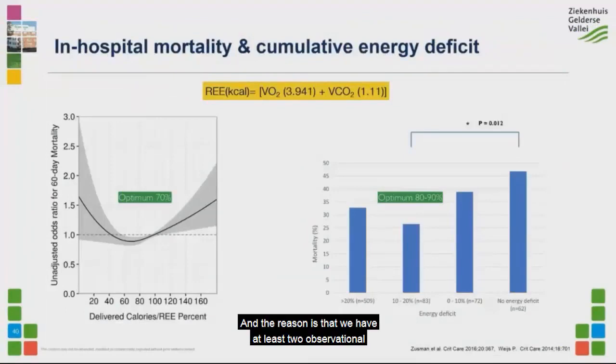And the reason is that we have at least 2 observational studies showing that the optimum in the first week of ICU stay is around 70%. If you take the 60-day or in-hospital mortality, you can see that the optimal for calories is around 70 to 80%. So do not overfeed the patient because when you go to like 100% or higher of the target, you see an increased mortality rate.